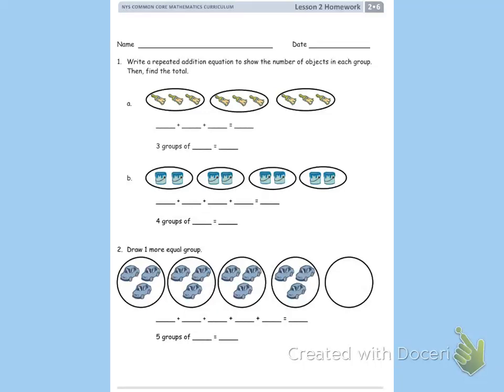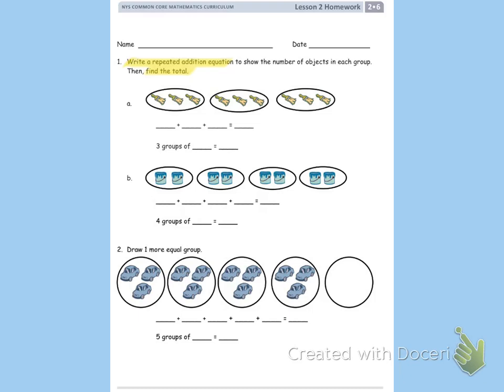Module 6, Lesson 2's objective is to use math drawings to represent equal groups and relate to repeated addition. Item 1. Write a repeated addition equation to show the number of objects in each group. Then find the total. I will highlight the important details. Write a repeated addition equation. Find the total.